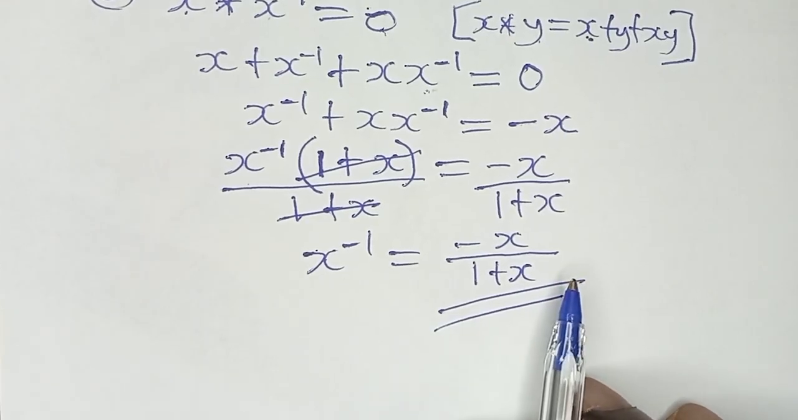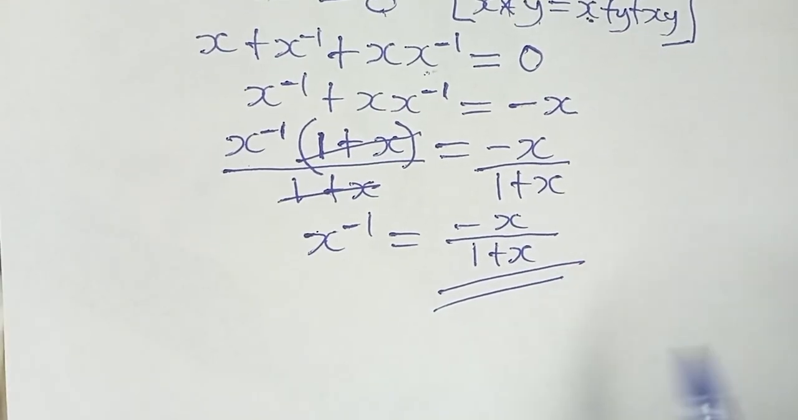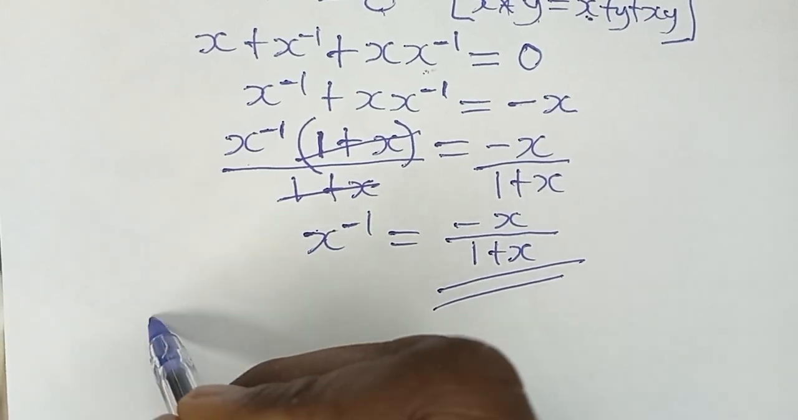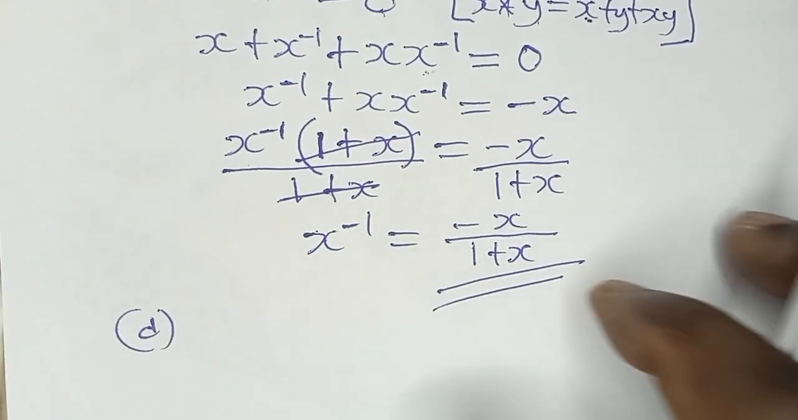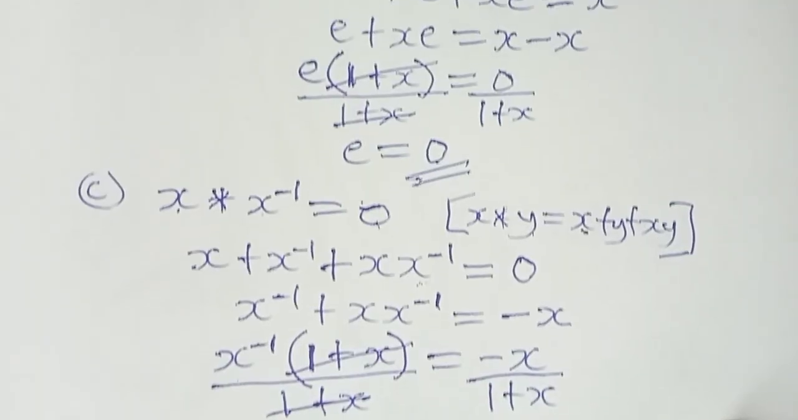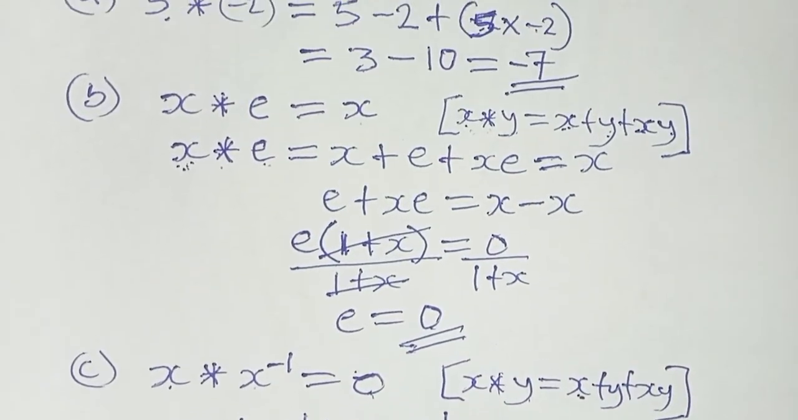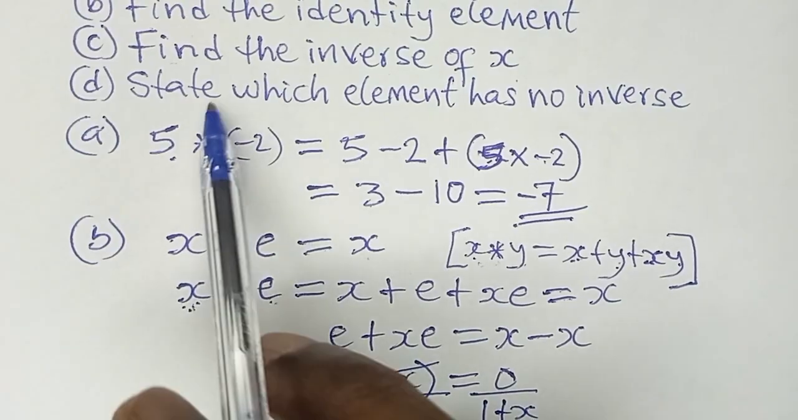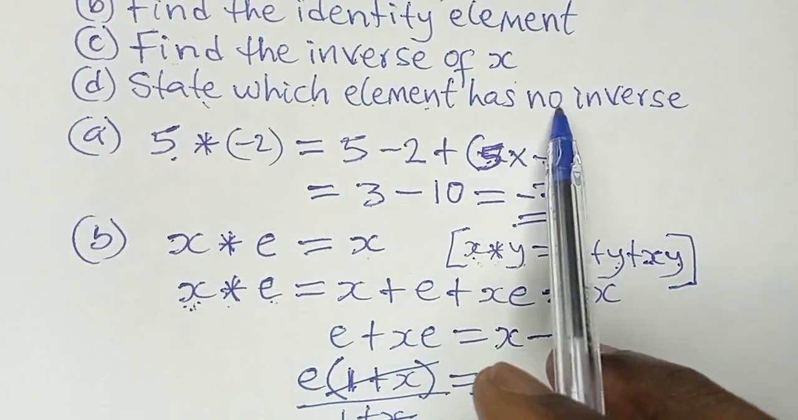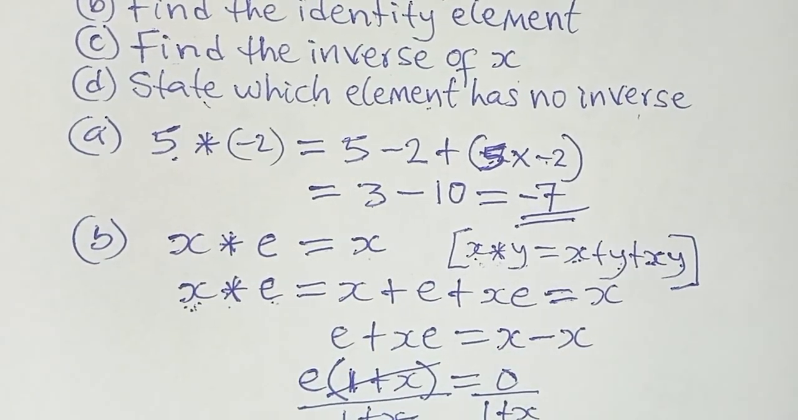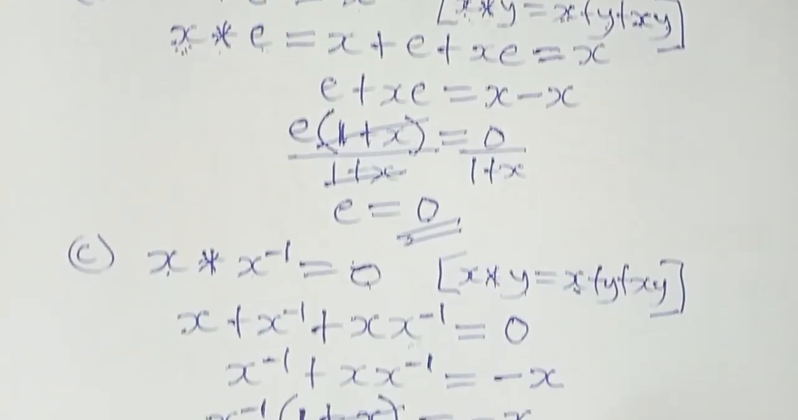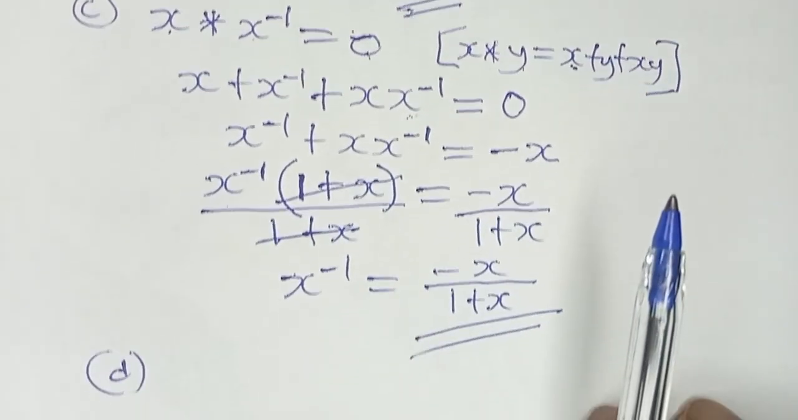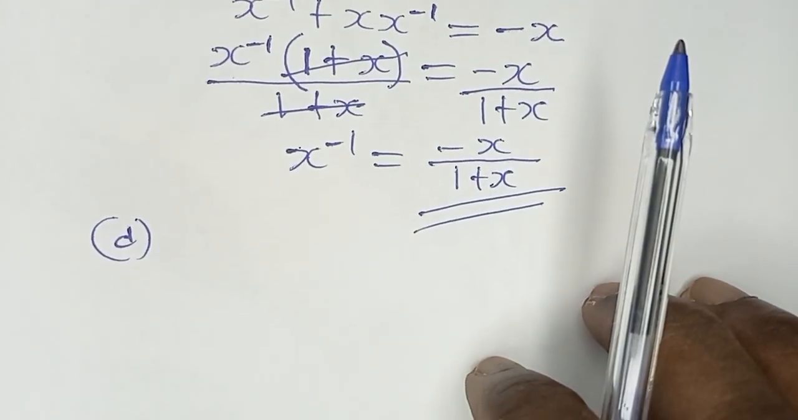So lastly from the question, we have to find the D part of the question. Now let's see what D is asking us. Question D says that we should state which element has no inverse. That we should state the element that has no inverse. So that is where we'll be moving to now.